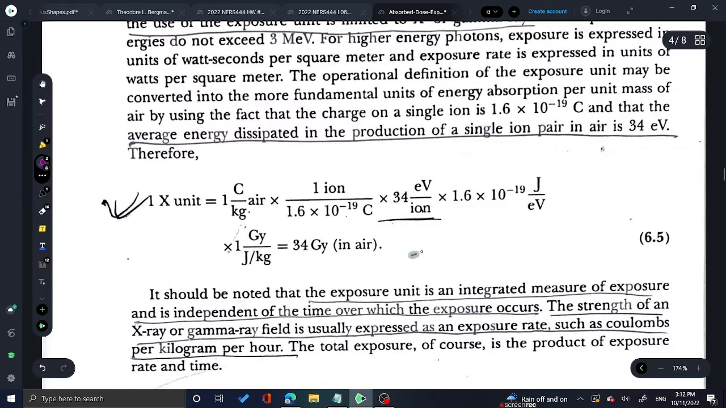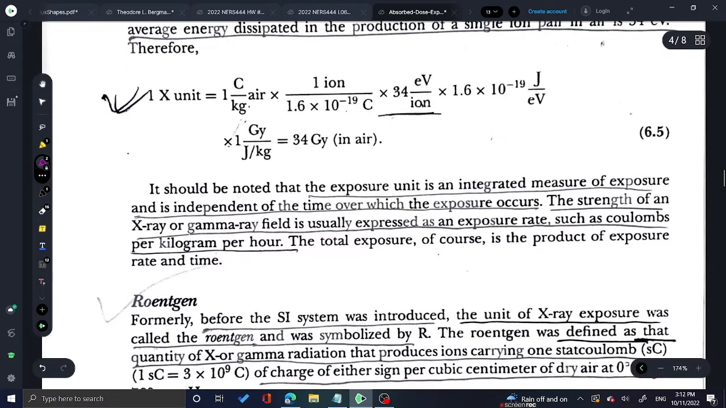So the other thing that is mentioned here is that the x unit that we're talking about is not a function of time. So it is not correlated with time in any way, because it is a time integrated unit. Time integrated measure of exposure.